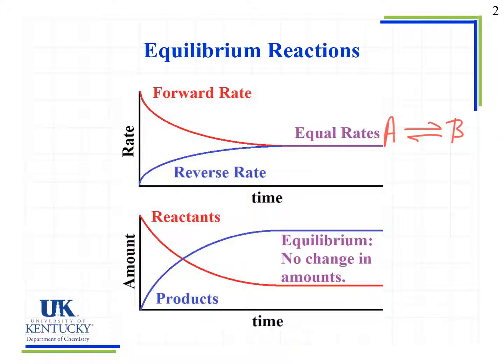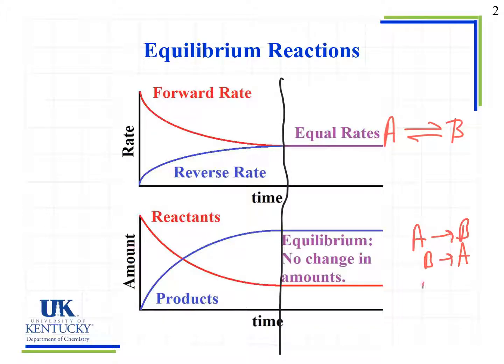We see that our reaction rates are equal and that the amount of products and reactants is not changing. So the reaction will still continue to run. We will still have A going to B and B going to A, but they will be happening at the same rate.